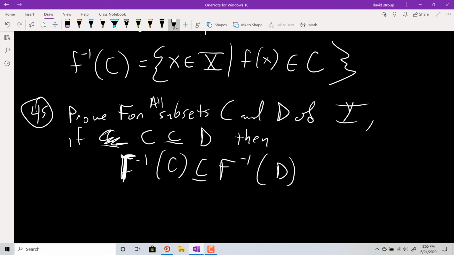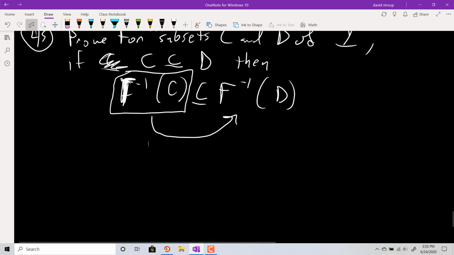Okay, so the way you want to do this is take a particular but arbitrarily chosen element in here, and then show that it's going to be in here. So what would an element in f inverse of C be? Well, that would be not a y element, but an x element in the domain, right? So it'd be an x element in the domain such that f of x is in the set C. So you have to do multiple suppositions.